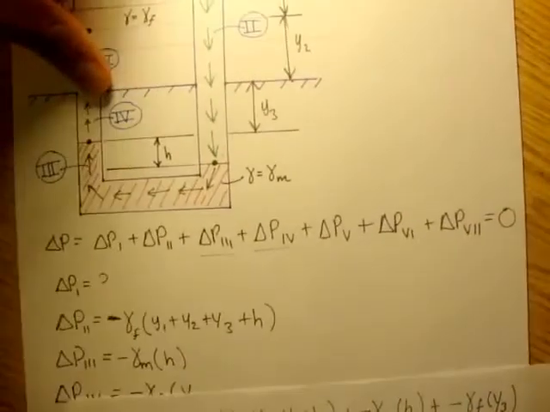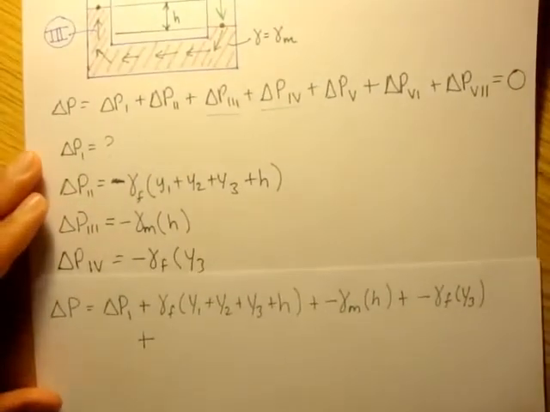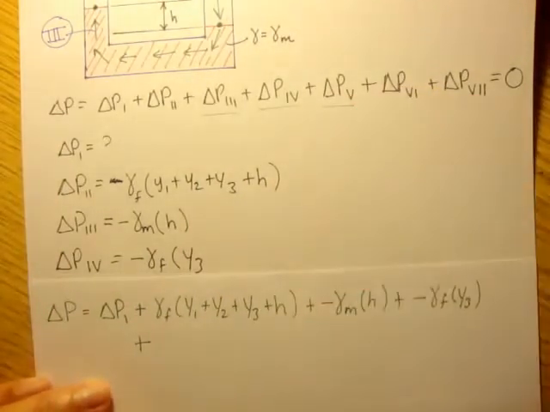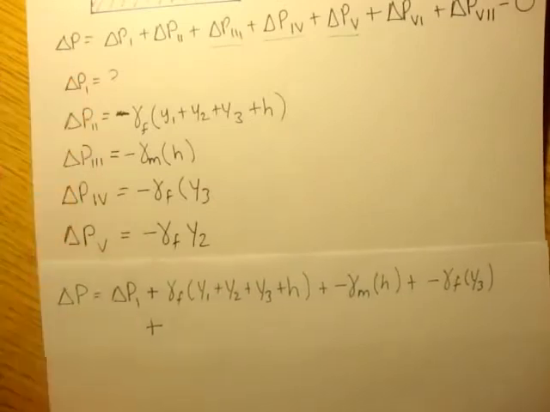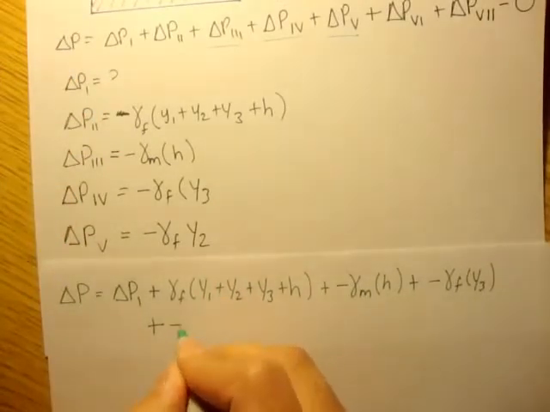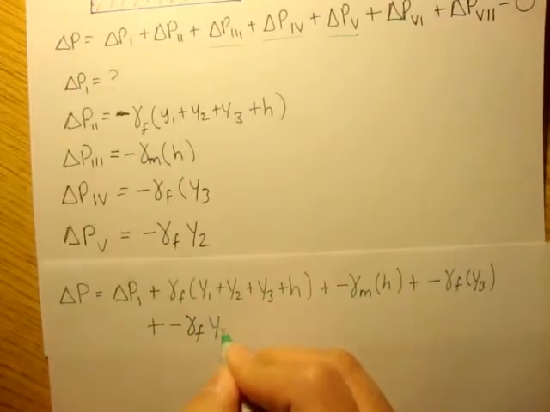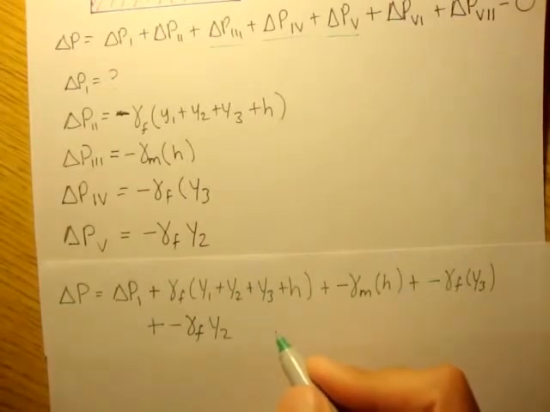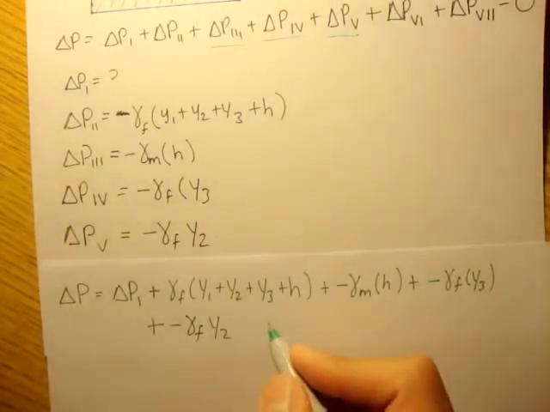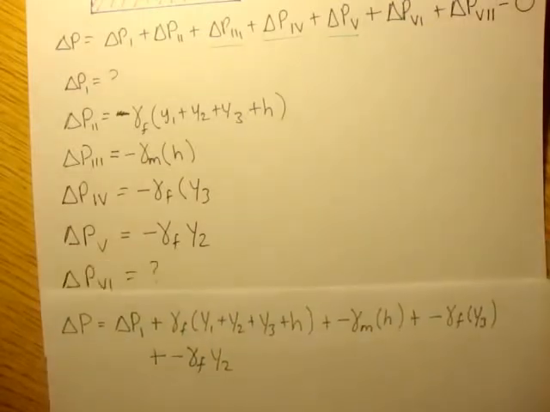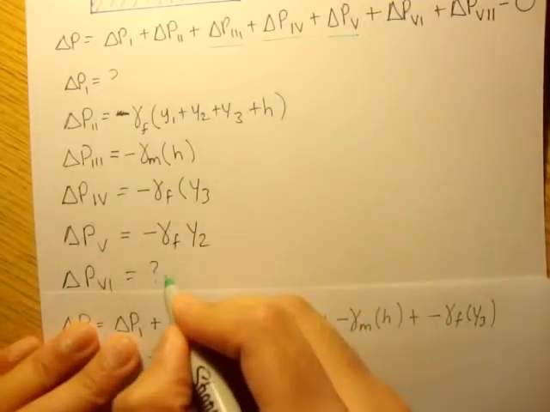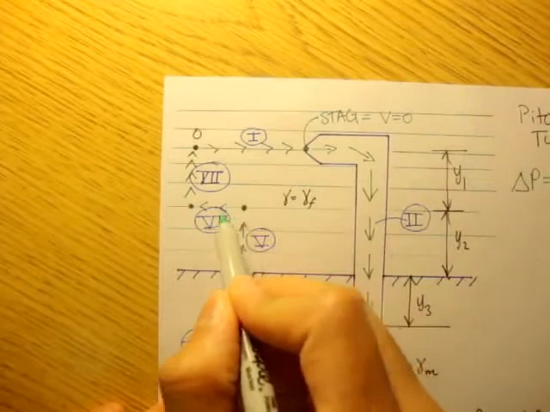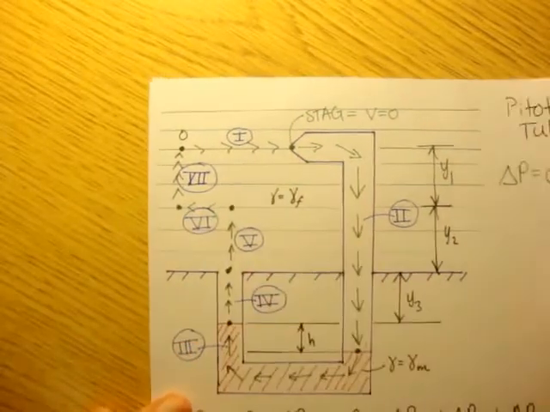Oops, just change this paper right here. So that's the change in pressure of path 4. Now, change in pressure of path 5, well, that was negative gamma F Y sub 2, and then change in pressure of path 6, and we said that was a question mark too. So let's see what's going on at path 6. And remember, path 6 was this path right here.